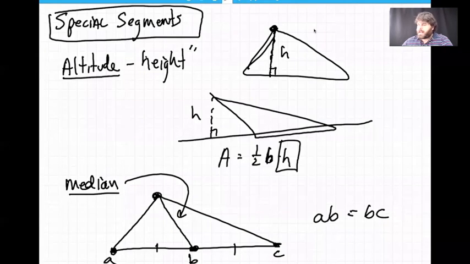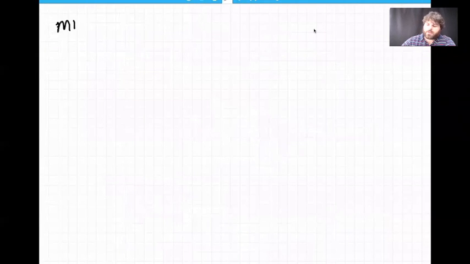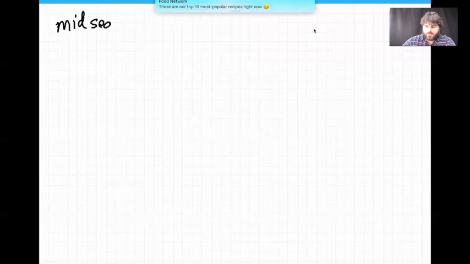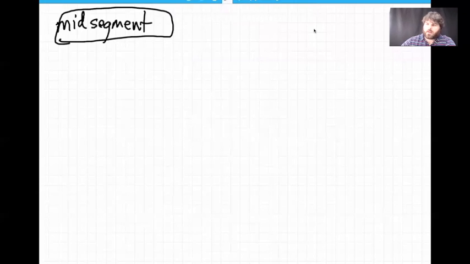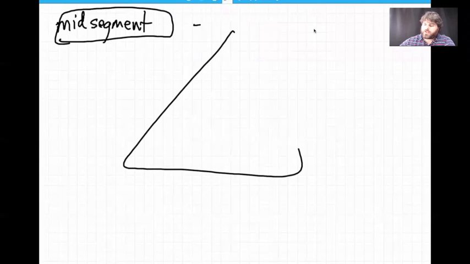Okay. So the last of our special segments is the midsegment. All right, so if we've got this triangle, there's so much going on with midsegments, and here's how midsegments work. You take a midpoint, which means that you've bisected a side, and you connect it to another midpoint.